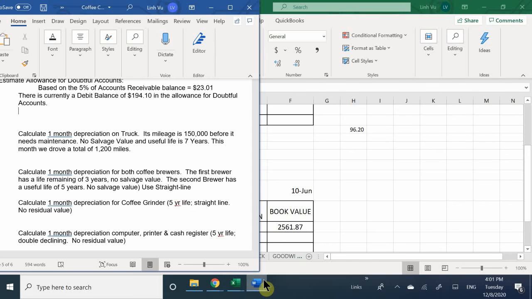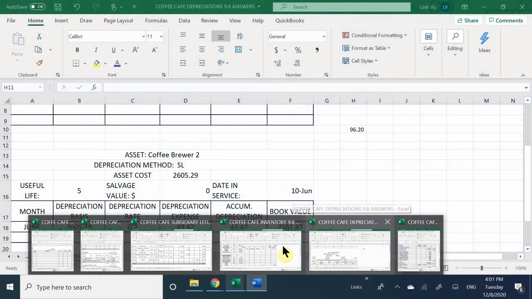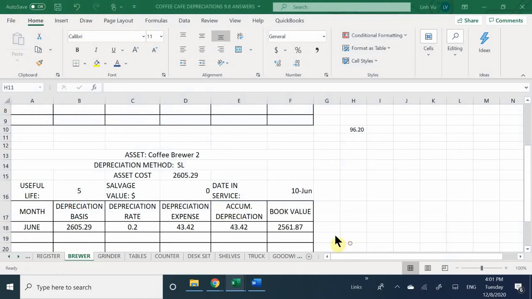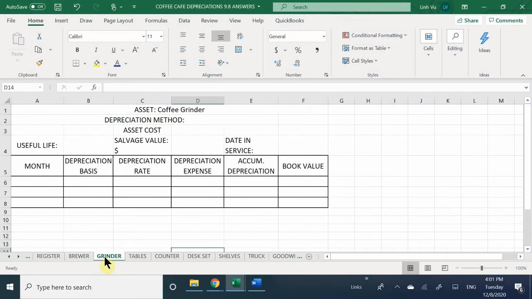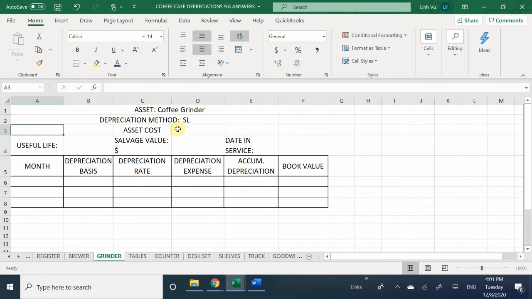Calculate 1 month depreciation for the coffee grinder. 5-year life, straight line, no residual value. Okay. So where is my depreciation table? Okay, so I'm going to find my grinder. It's the next tab right over. We know that it's straight line. Okay. What is my asset cost for the coffee grinder?